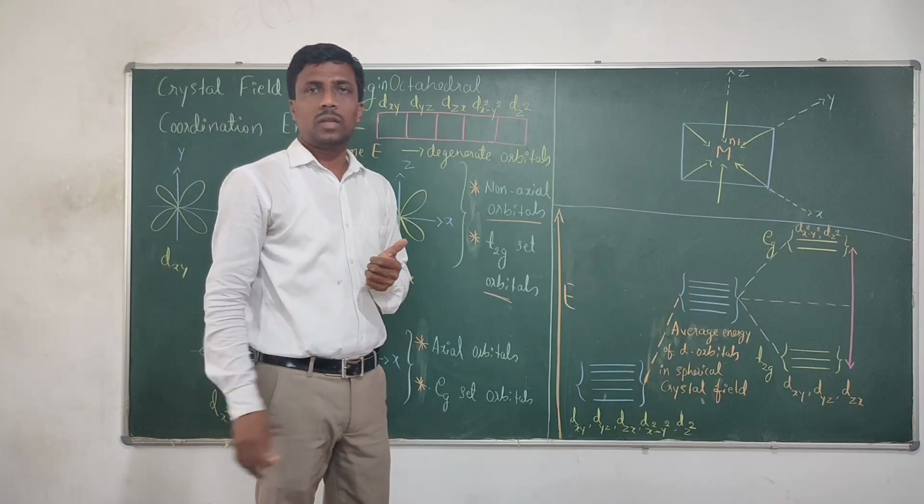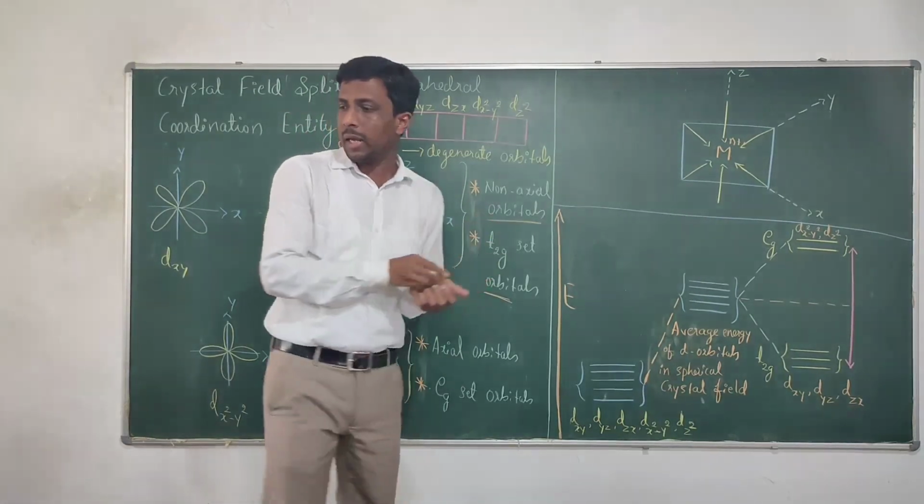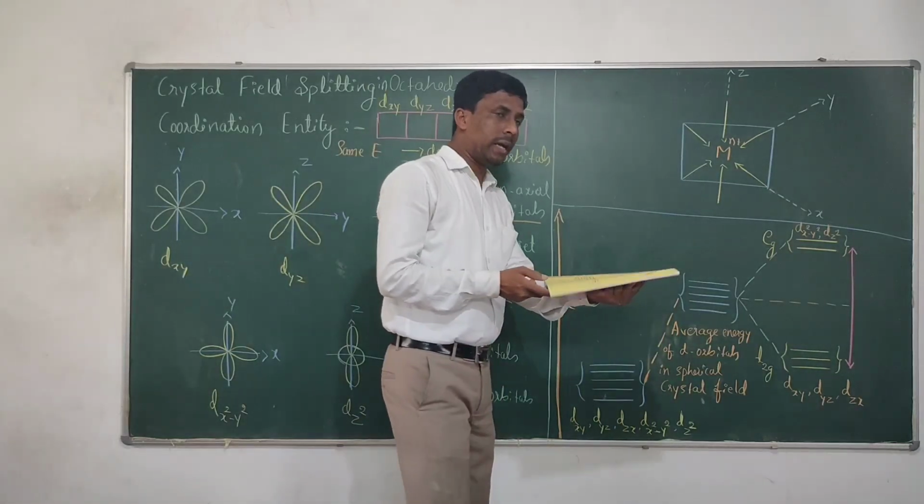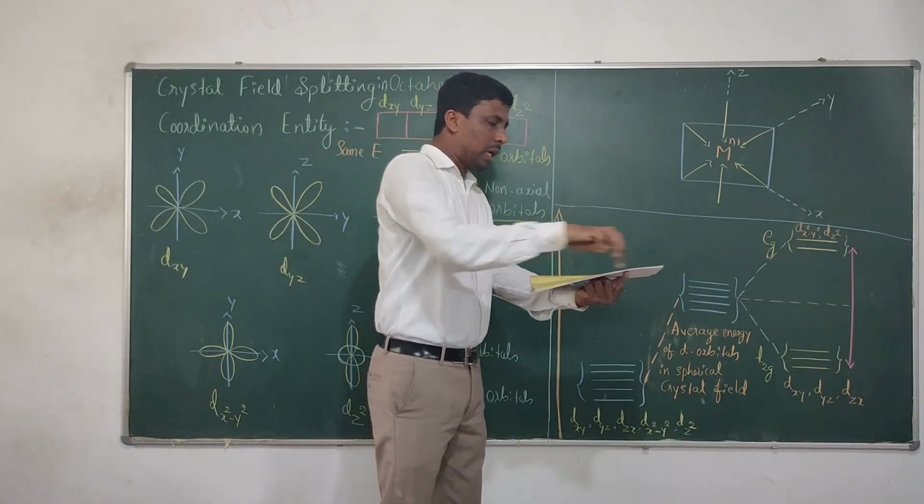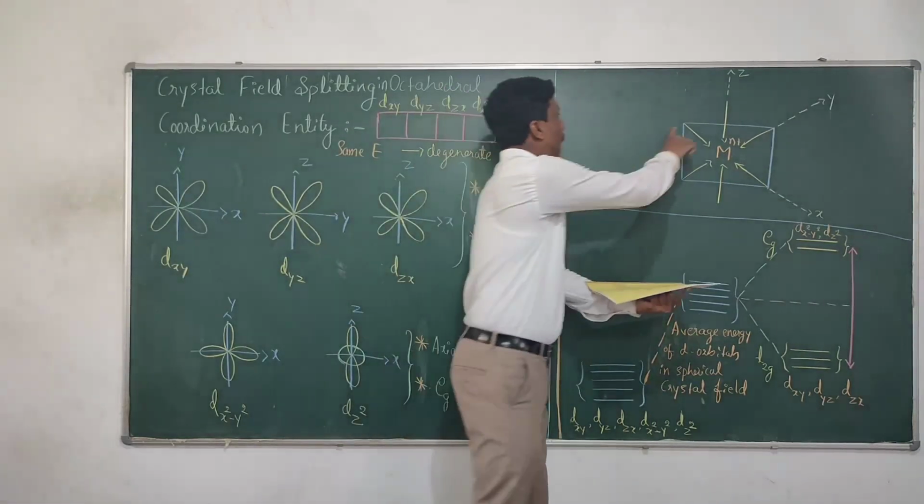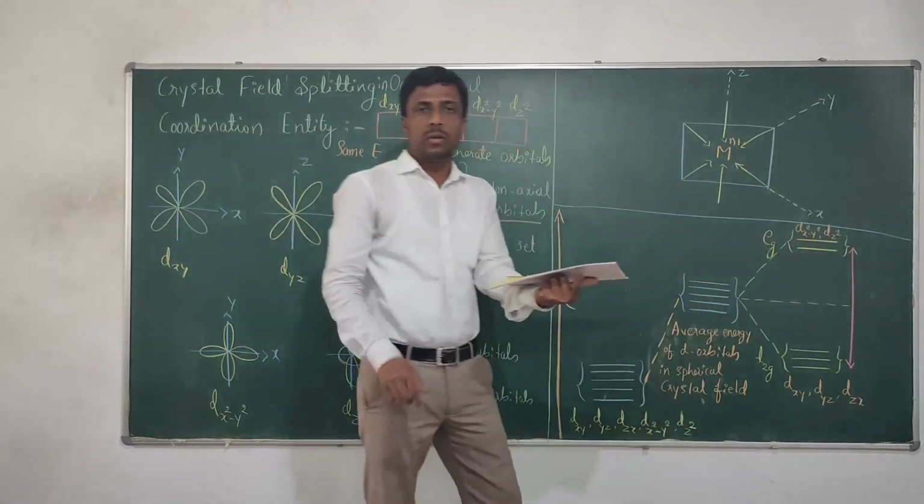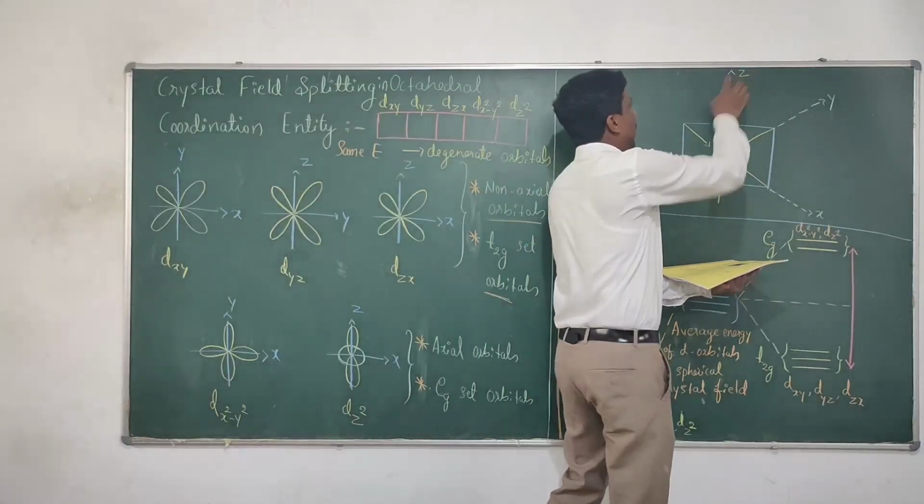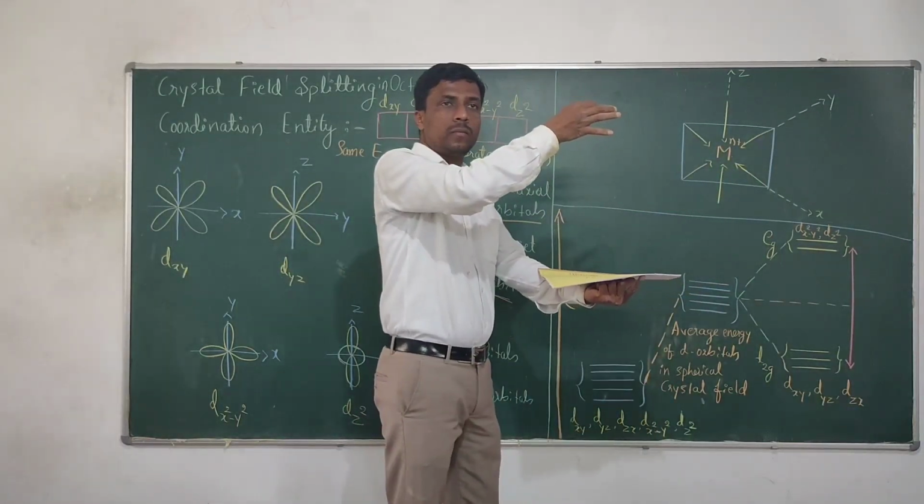Now the octahedral structure in 2 dimensions looks like this. These are the 4 corners, a square. One point is the z-axis. I am indicating the z-axis here. It is above. Okay.